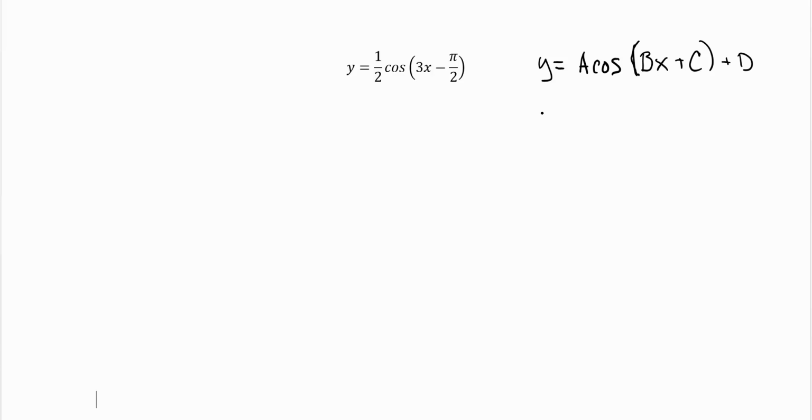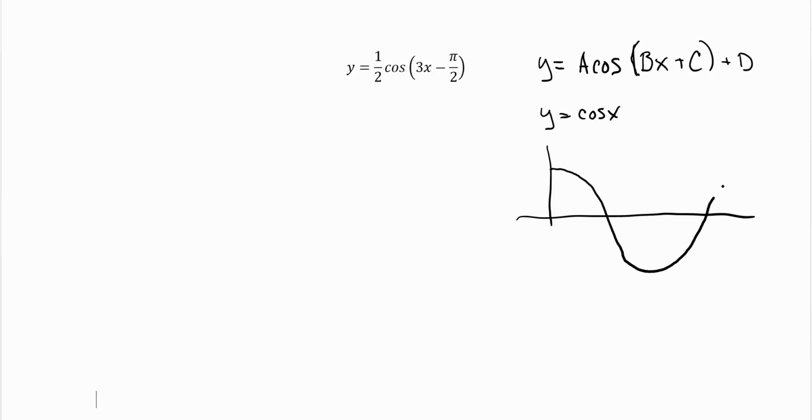Also, as a reminder, let's just graph the basic y equals cosine of x. It looks like this. Starts up here at the top at 1, comes down to -1, and then comes back up to 1. And it does that in 2 pi. So 1 period of the graph y equals cosine of x is 2 pi.